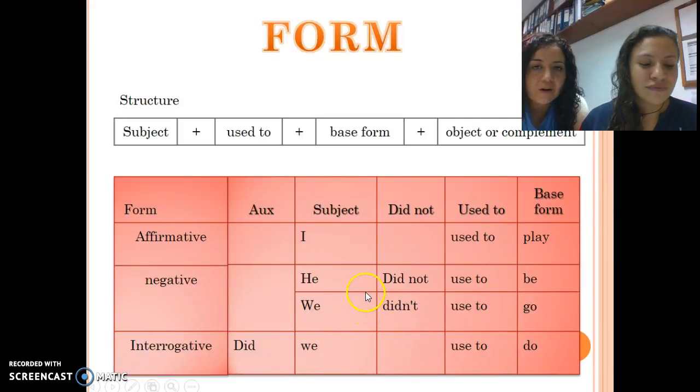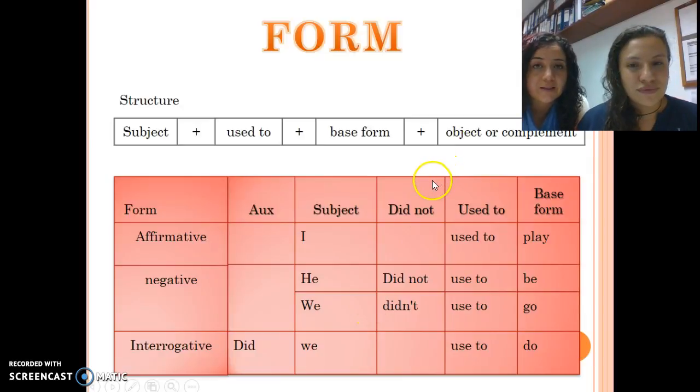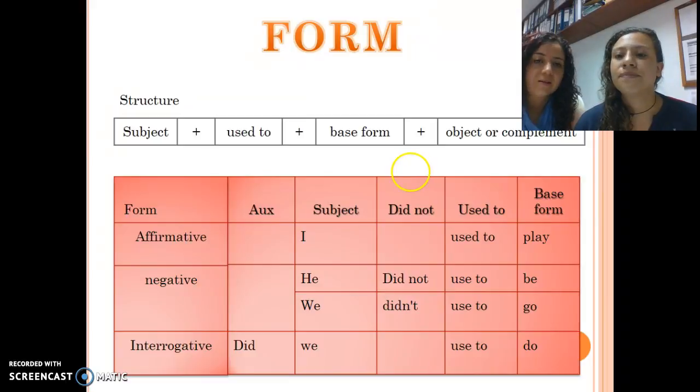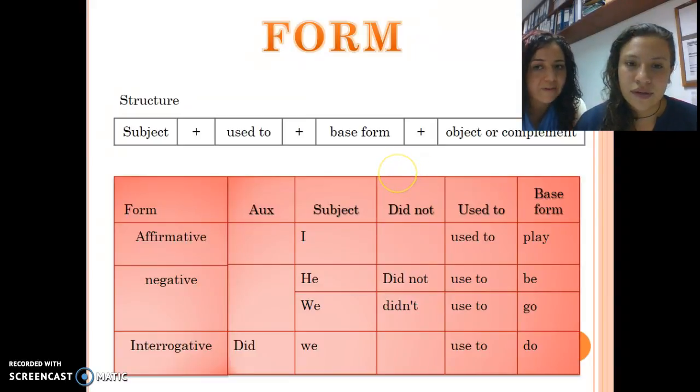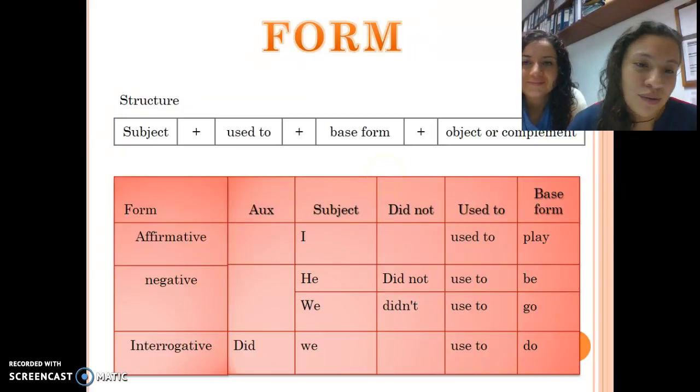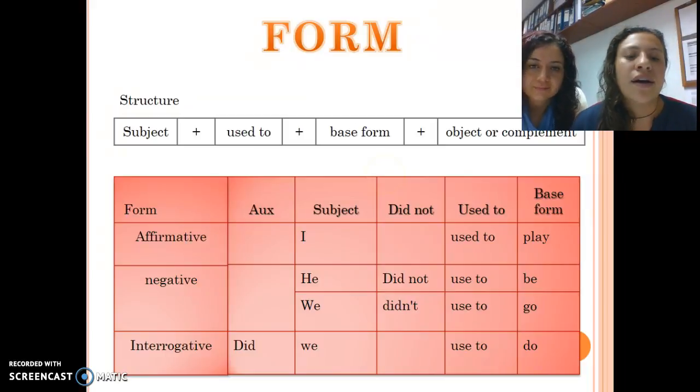So now, what about the form, Laura? How do we form used to sentences? Okay, the structure is subject plus used to plus base form plus object or complement. Okay, so could you tell us about the affirmative sentences? What if I want to do an affirmative sentence with used to? Okay, of course. When you create an affirmative sentence, you put a subject, that is I in this case, used to, and the verb in base form, that in this case is play.